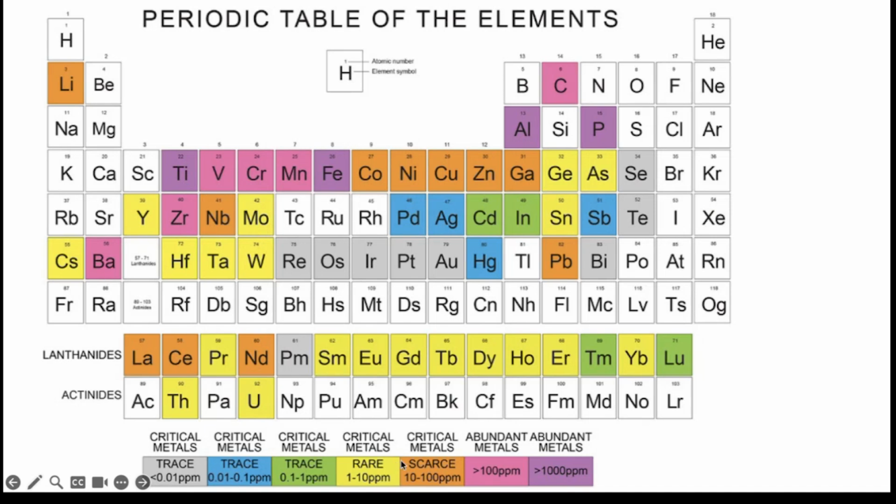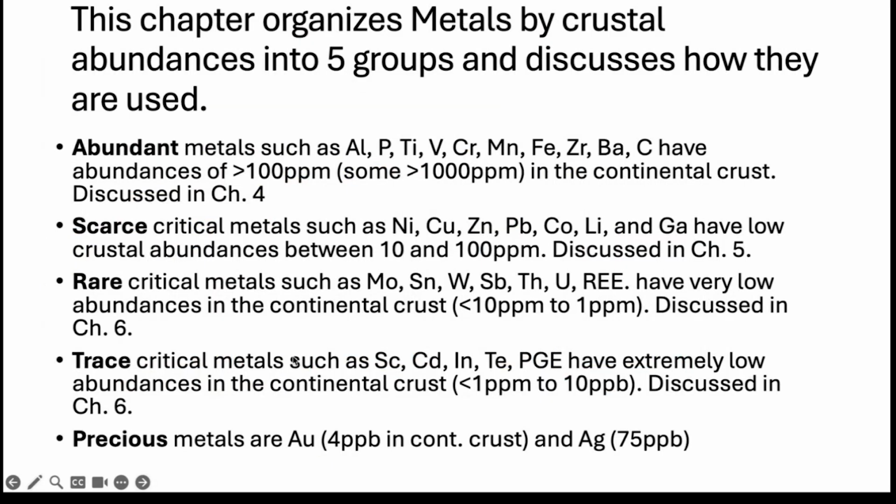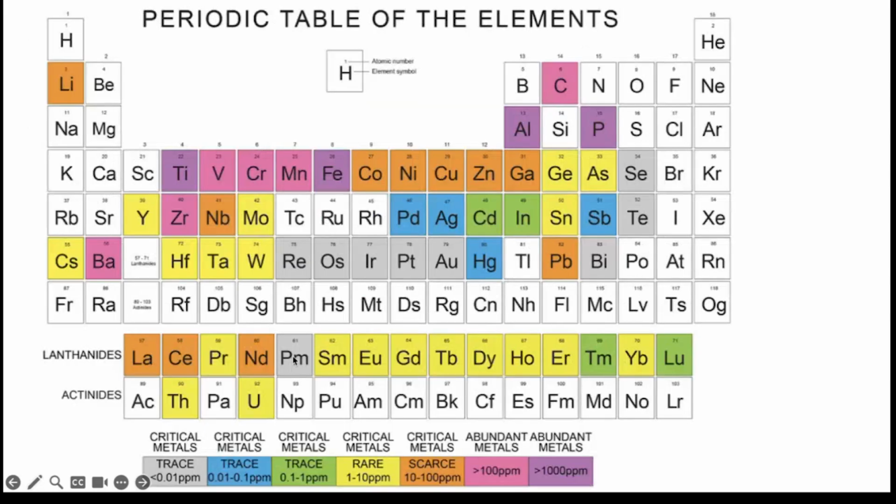And then we've got critical metals, and they're lithium and this side of the transition elements, lead. So these are scarce ones in the orange, and then there's rare ones in the yellow, which are now we're moving down the periodic table, and that's including the rare earths. And then there's these trace critical metals. There's only 4 of them. So it's a relatively short chapter.